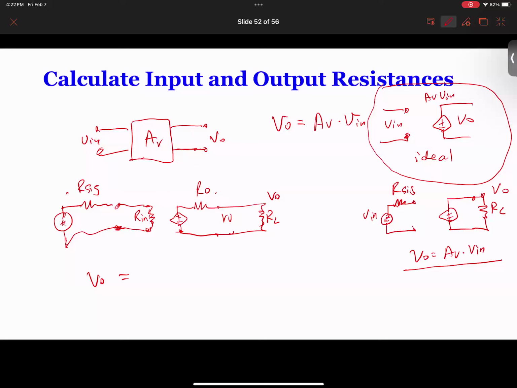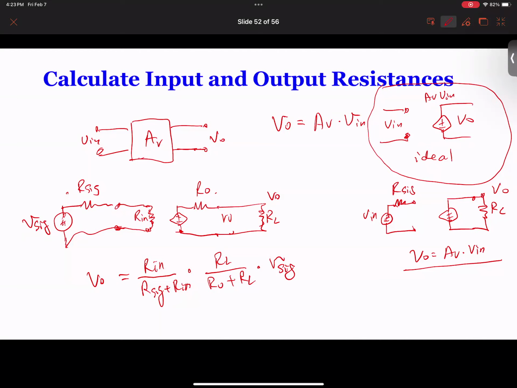We'll know that this is going to be R_in over R_sig plus R_in. That's the voltage divider, times the second voltage divider, which is R_L over R_O plus R_L, and then this times. And you can see here, the output is no longer the same as V_sig. It's actually two voltage dividers. So, to maximize the actual output for the same input.